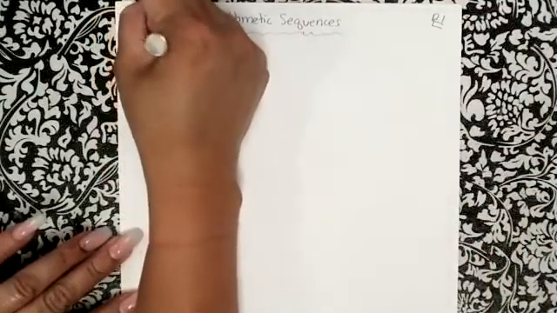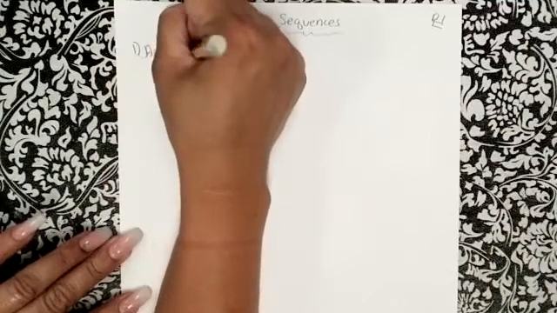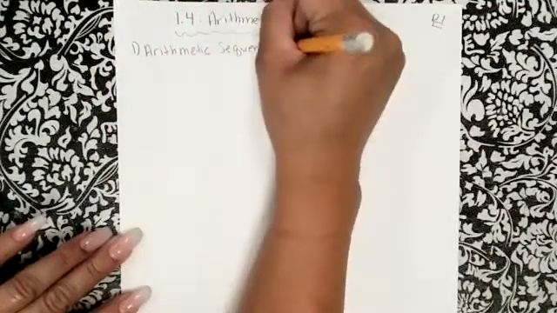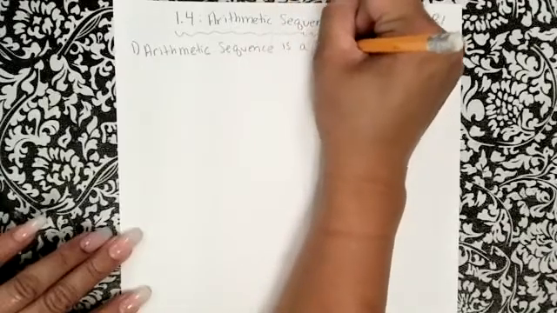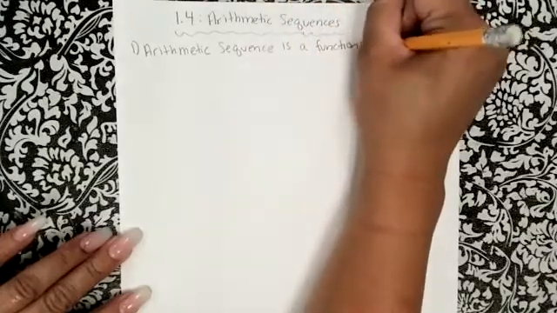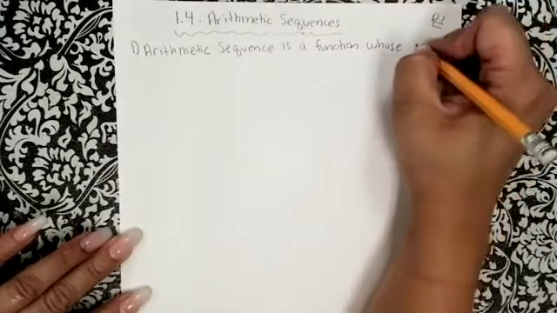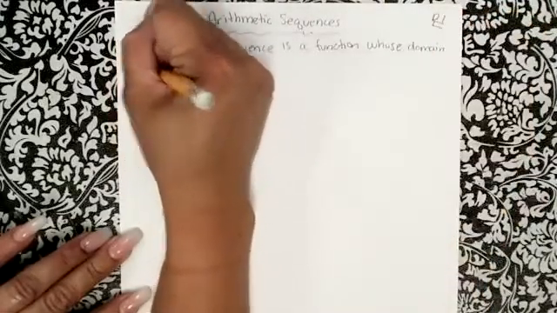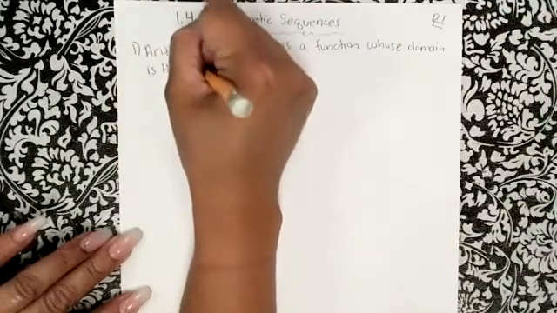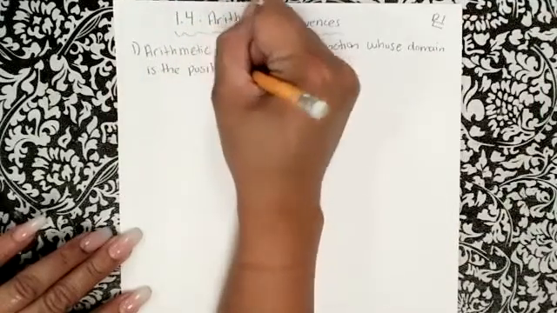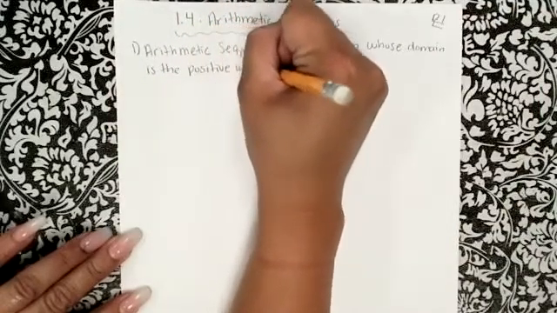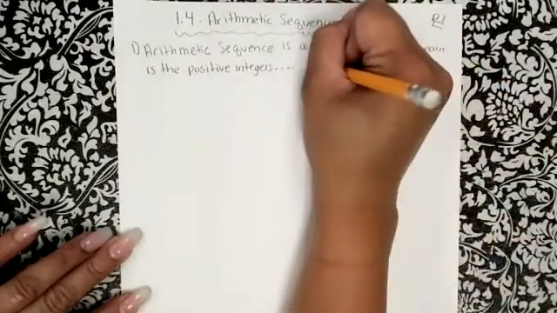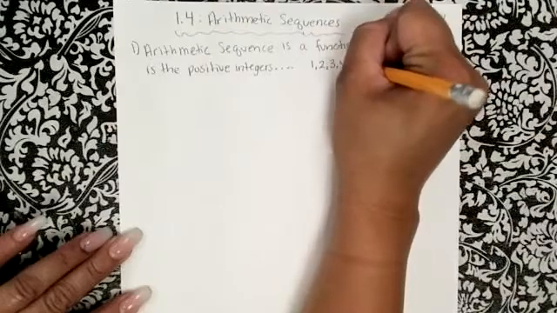An arithmetic sequence is a function whose domain is the positive integers. For example, it's going to be like 1, 2, 3, 4, and so on.